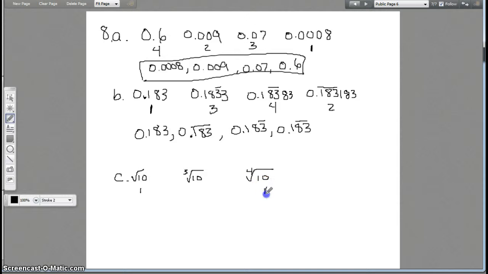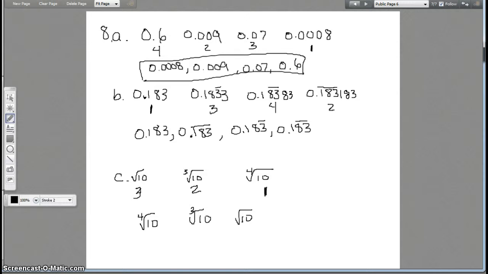So fourth root of 10 is our smallest, and then cube root of 10 is our next smallest, and then square root of 10 is our biggest. So these are actually written in reversed order. So it's going to be fourth root of 10, cube root of 10, and then square root of 10.